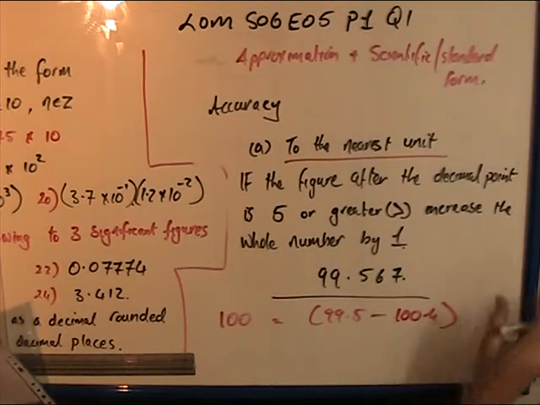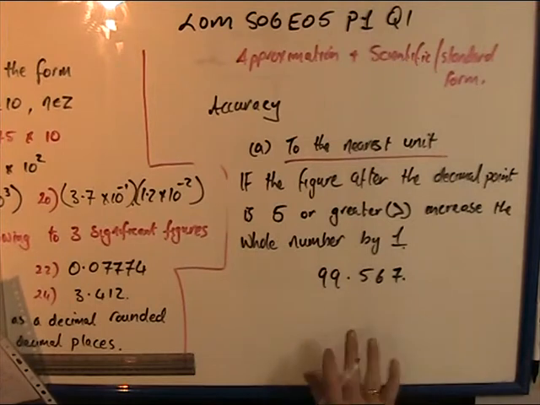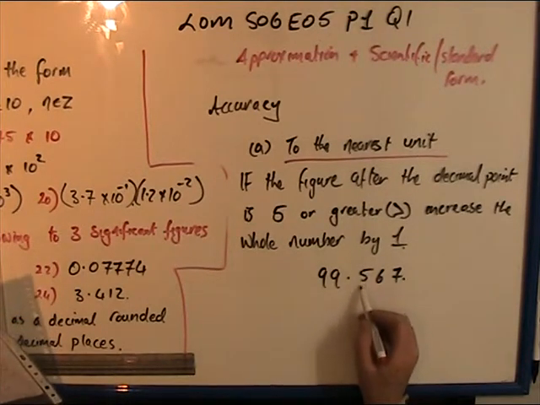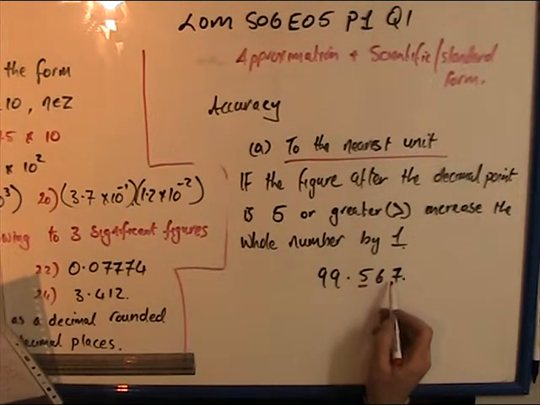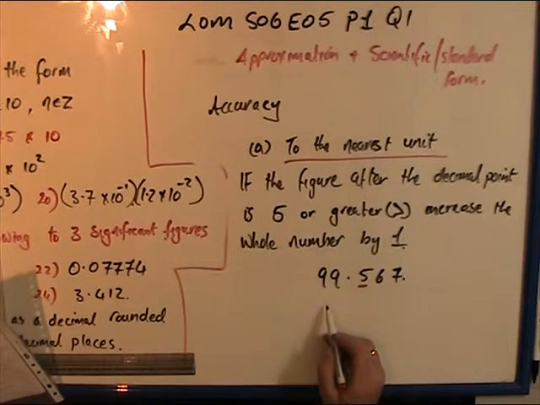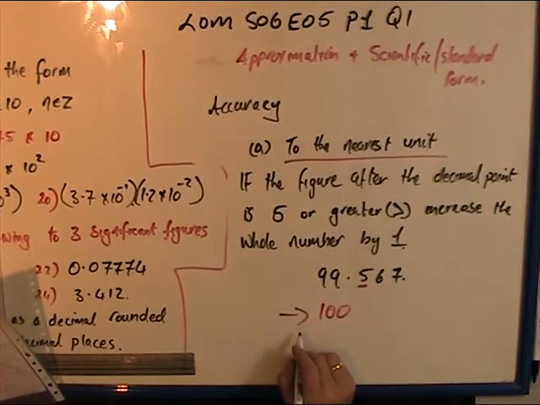Just to let you know, because we had this before when working out approximations. You have to know that 5 is the key number here. Everything changes here. This 7 changes this 6 to a 7, and this 7 changes this 5, and this 5 will change this 99. So it will be 100. The answer is 100.